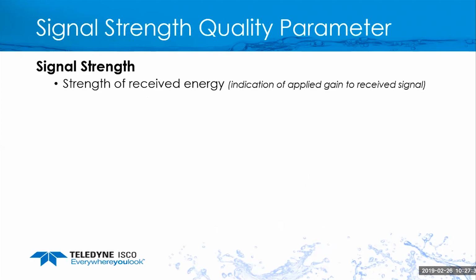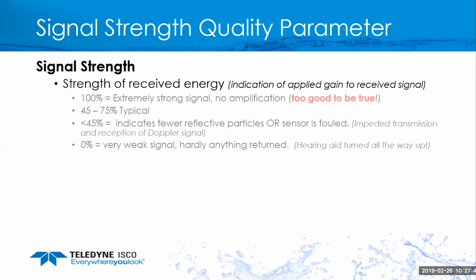Some of the things that you can also use for diagnostics, for determining if your area velocity sensor is working properly, is the signal strength. The signal strength is the strength of the received energy, and it's reported as a percentage. It could go all the way up to 100%, which is an extremely strong signal. In this case, 100% is usually too good to be true. Usually you're going to see a signal strength between 45 and 75%.